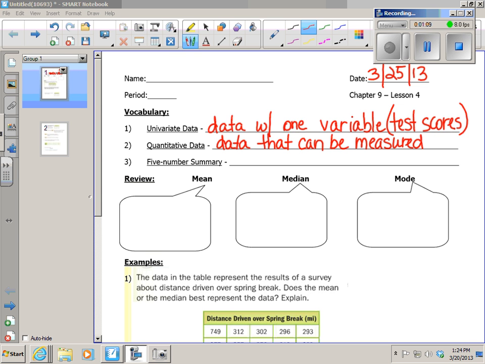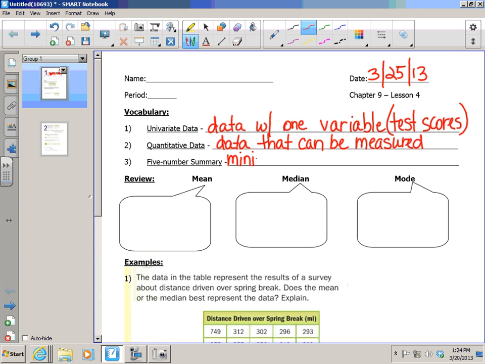The third vocabulary that we have is 5-number summary, and this is the minimum, which is the lowest value. We have a maximum, which is the highest value. We have the median, which is the middle number. And we have the first quartile, and we have the third quartile. And put together, the most common 5-number summary is a box and whisker plot.